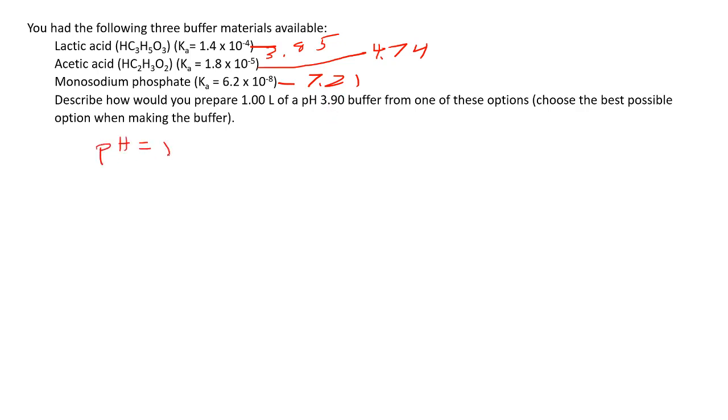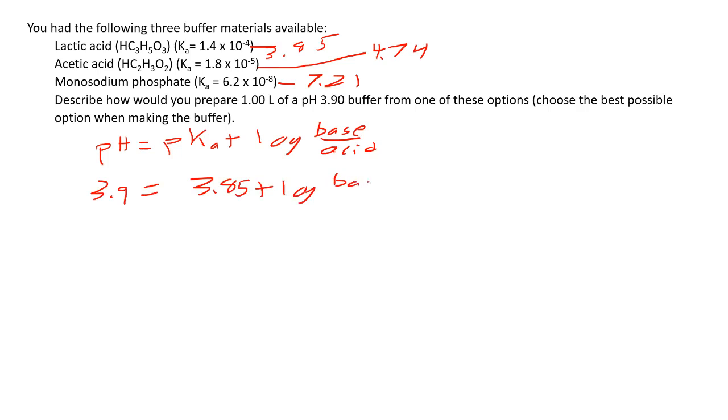We have pH equals pKa plus the log of base over acid. Here you're solving for something different. In the past we've been solving for pH, but now we're given it. We want the pH to be equal to 3.9. We know our pKa is 3.85. And we need to know the ratio of our base to our acid. So we're going to solve this, and we get that 0.05 is equal to the log of base over acid.